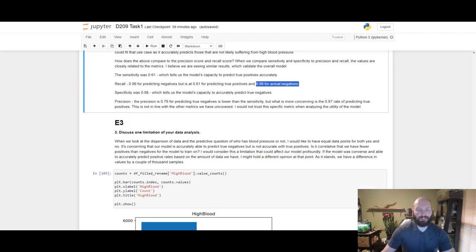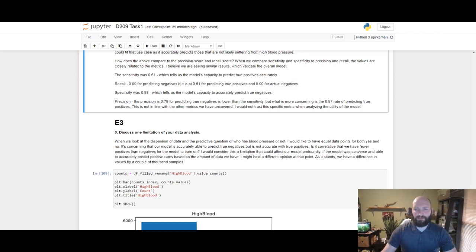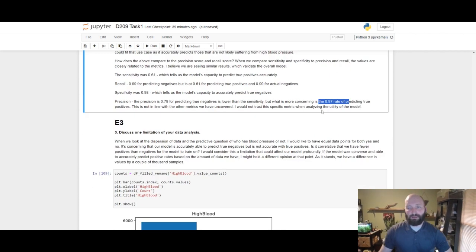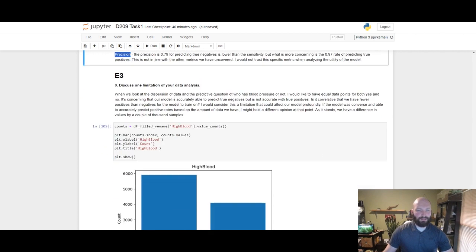Precision is 0.79 for predicting true negatives. It's lower than the sensitivity, but what is more concerning is the 0.97 rate of predicting true positives. This is not in line with other metrics we have uncovered thus far: sensitivity, recall, specificity. So I would not trust the precision metric when analyzing the utility of the model. Even though precision says it has a 97% rate of predicting true positives, we have other indicators that say conversely that the model is not good at predicting true positives. So I wouldn't trust the true positive prediction based on precision alone. I would factor in all of our other metrics with that decision.